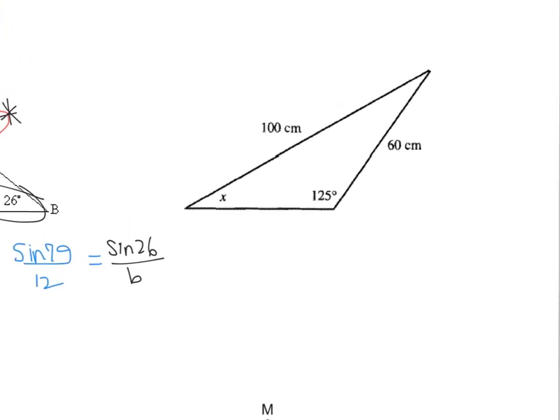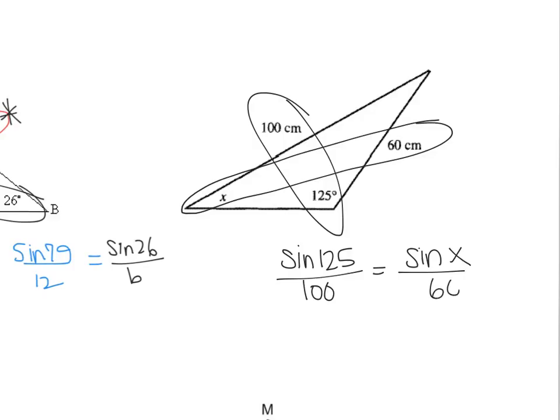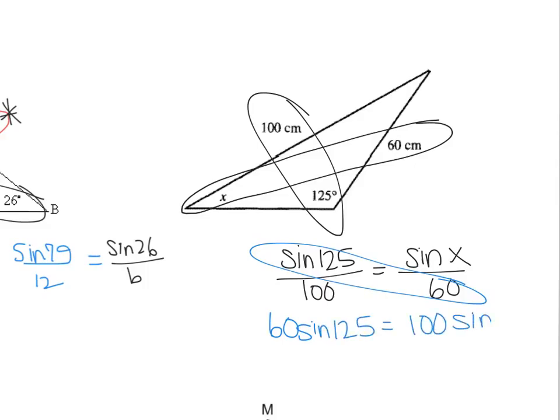For the next example, if you're trying to find x, I always check to see first if I can do law of sines. So I have this side and this angle opposite, and I have the side opposite of x, so I can use law of sines. To set it up, I do sine of 125 is to 100 as sine of x is to 60. So I cross multiply, so it's 60 sine of 125 equals 100 sine of x. Divide both sides by 100. This cancels out. So I have sine of x equals this right here.